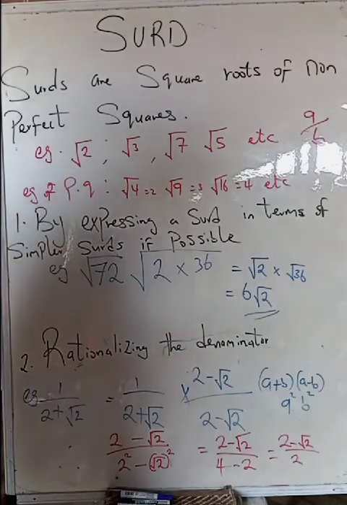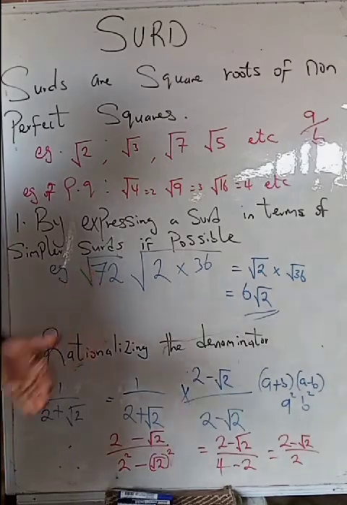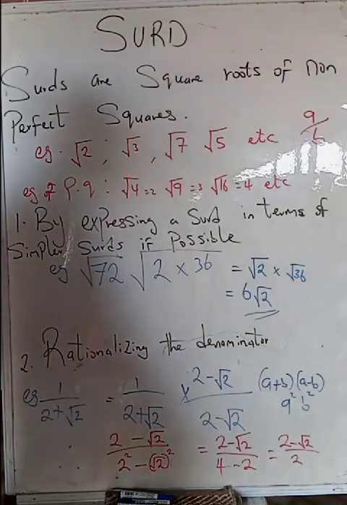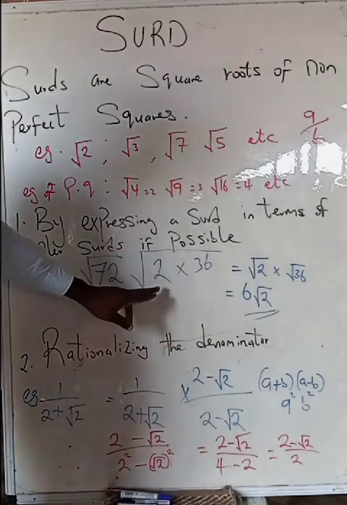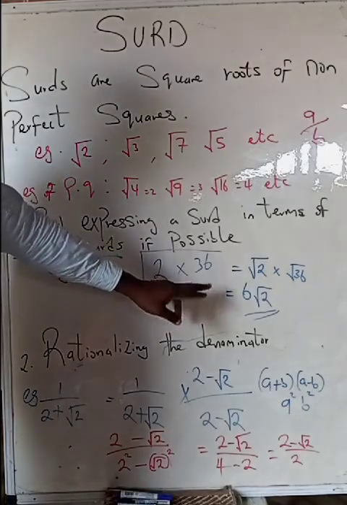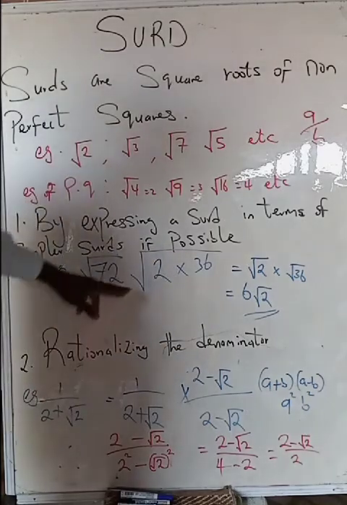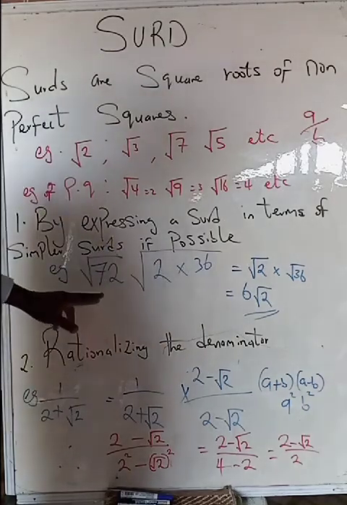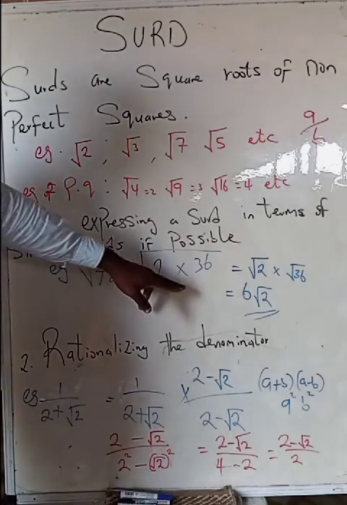We're going to look for two factors of 72 which, when we multiply, will give us 72. 72 has other factors like 3 times 24 will give you 72. But we chose to use 2 times 36 because we have a perfect square here. 36 is a perfect square. So 2 times 36 will give you 72. So we split the 72 into 2 times 36.